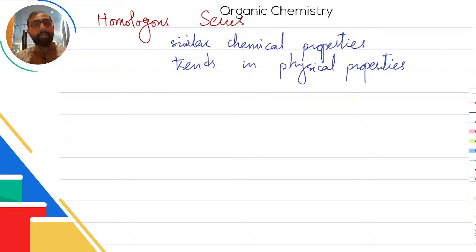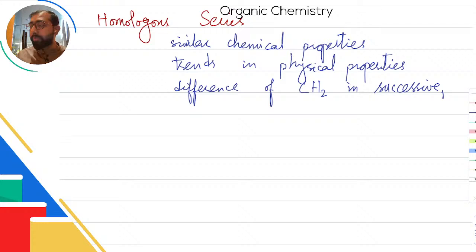And just like I told you that there's going to be a fixed change in halogens, every halogen is one shell less than the next one. Just like that, every homologous series member is 1 carbon, 2 hydrogen less than the next one. So methanol will be 1 carbon, 2 hydrogen less than ethanol. Ethanol will be 1 carbon, 2 hydrogen less than propanol. So there is a difference of CH2 in successive members. These are the 3 important ideas that you need to know. And of course, they have the same general formula.